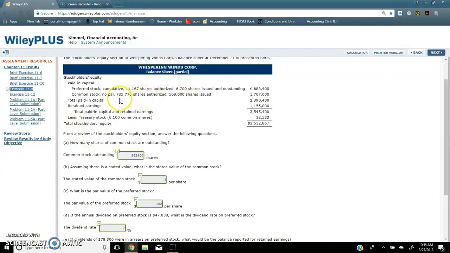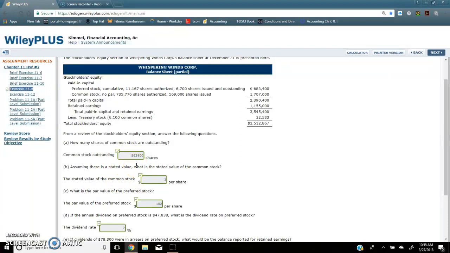If you look on here, it says that there are 735,776 shares that were authorized, but only 569,000 were issued, so we'll use that number, and we'll subtract the treasury stock shares from it, which is 6,100. We'll subtract 6,100 from 569,000, and we'll get 562,900 shares. For part B, assuming that there's a stated value, what is the stated value of the common stock?